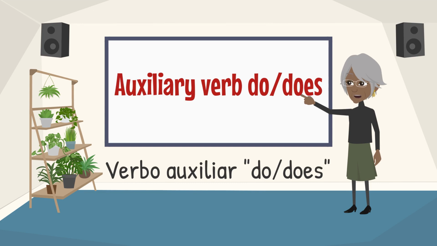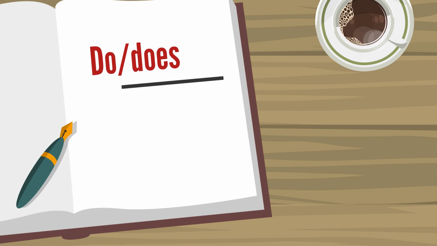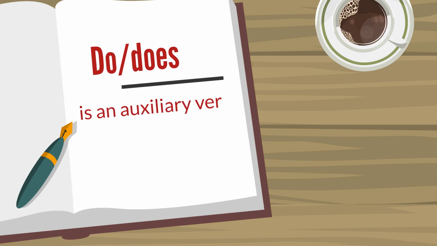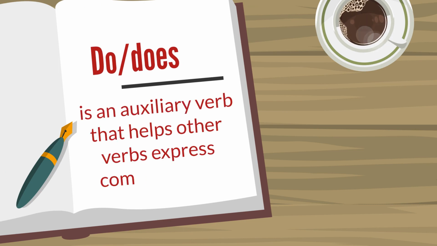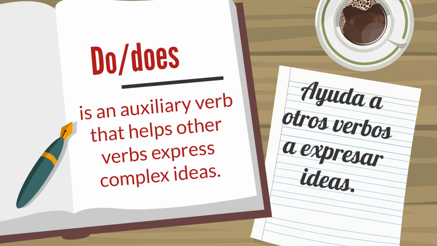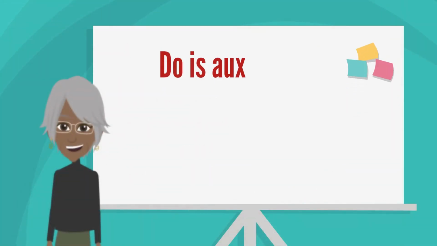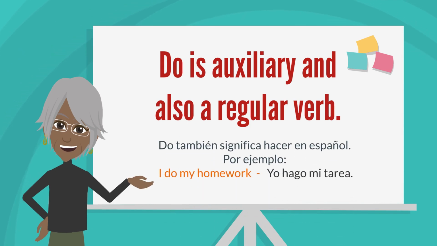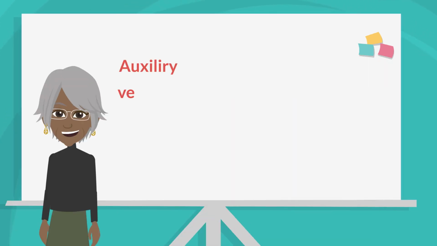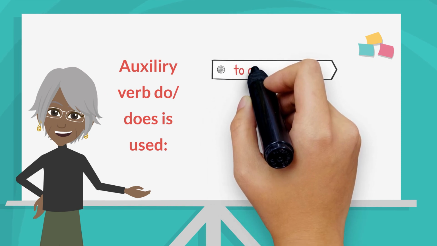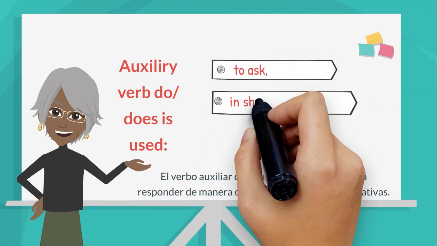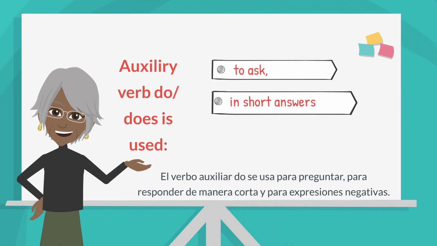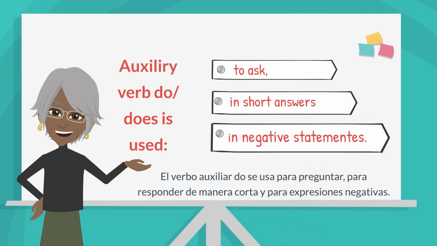Auxiliary verb do, does. Do. Does. Is an auxiliary verb that helps other verbs express complex ideas. Do is auxiliary and also a regular verb. Auxiliary verb do, does, is used to ask, to give short answers, and in negative statements.